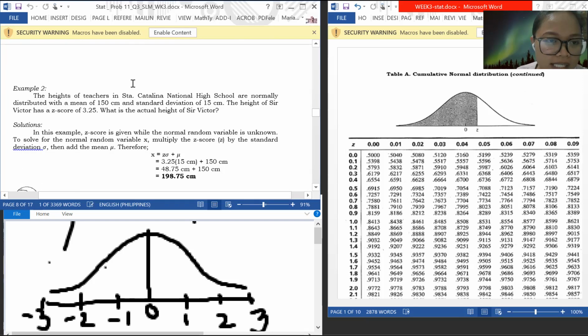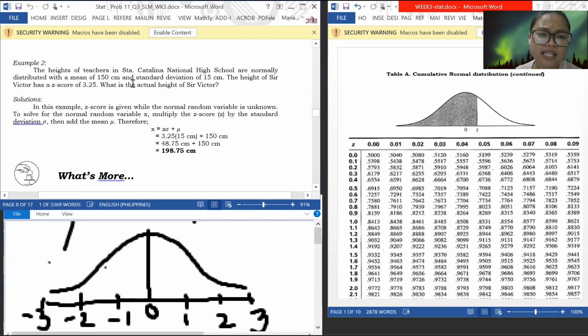Another problem is, the heights of teachers in Santa Catalina National High School are normally distributed with a mean of 150 cm and standard deviation of 15 centimeters. The height of Sir Victor has a z-score of 3.25. What is the actual height of Sir Victor? So in that case, again, very important, identify what's given in the problem.